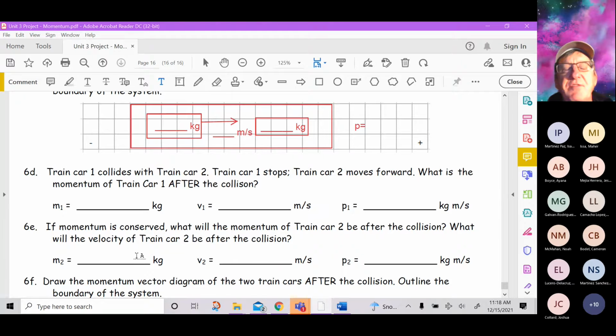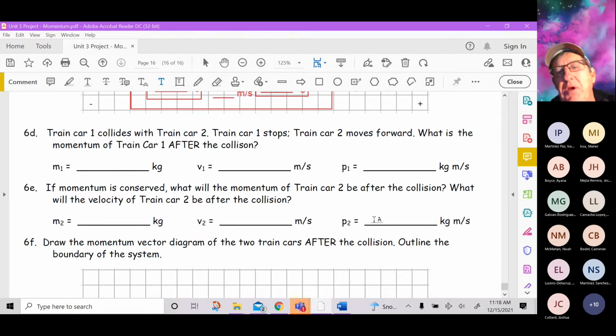Now on this one, we have to work backwards. So we skip on the velocity for a second. We go to momentum 2. Momentum is conserved, which means whatever you had here is going to be the same there, isn't it? So you just copy that down.